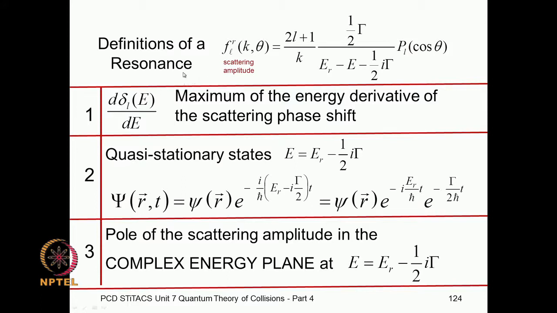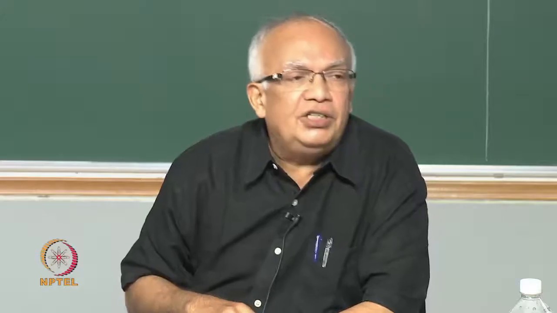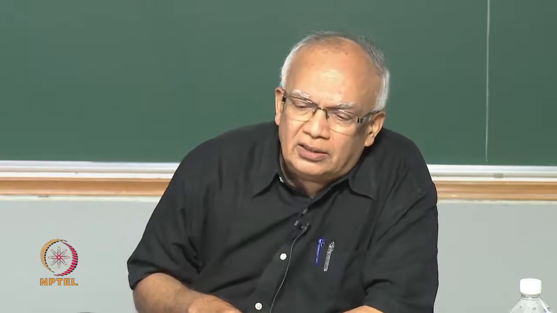So these are various definitions of resonance that you will come across. You can see it defined in terms of the scattering amplitude, or in terms of the energy derivative of the phase shift, where it changes most rapidly. So that would be one criterion. You can see it described in terms of quasi-stationary states with complex energies, with lifetimes, or you can define it as a pole of the scattering amplitude in the complex energy plane. These are all equivalent ways of defining what a resonance is, and we have dealt with some of these different shades or different manifestations of the resonance.